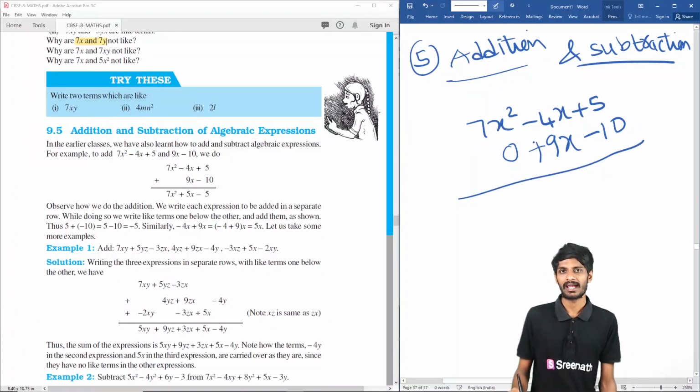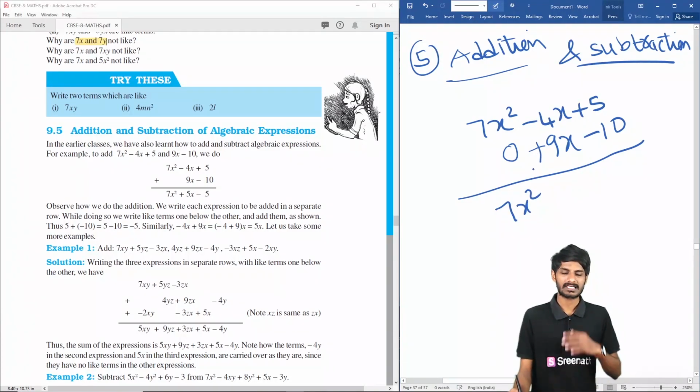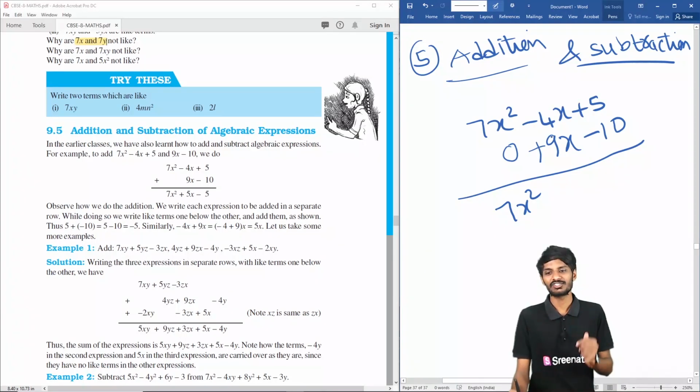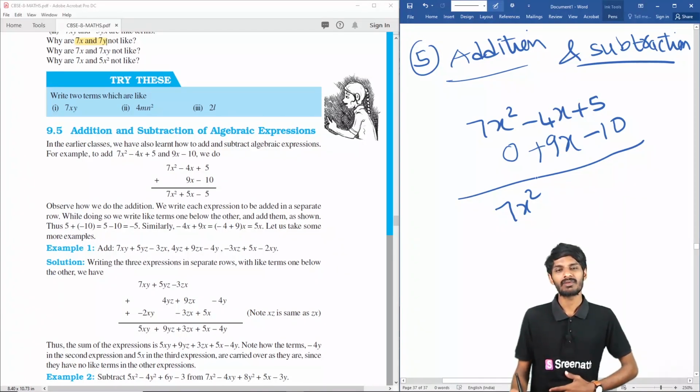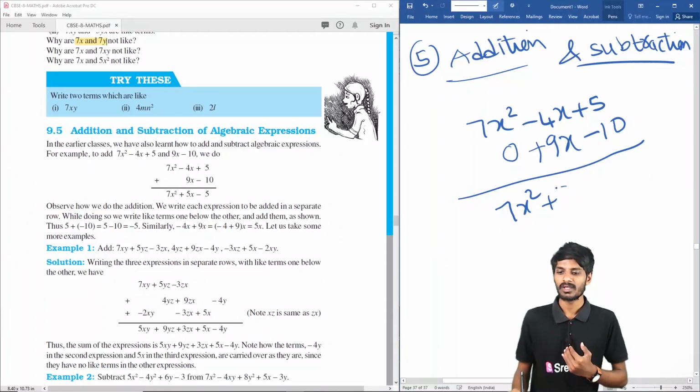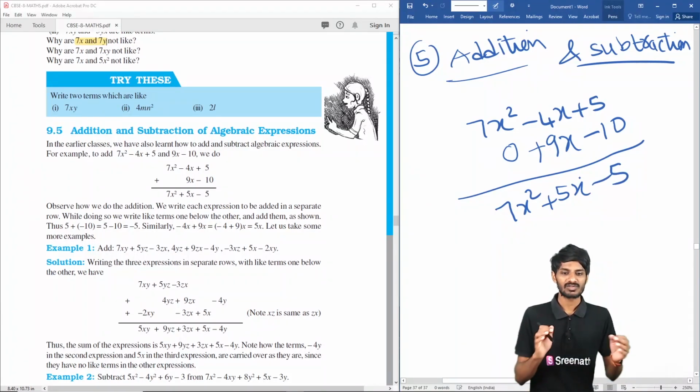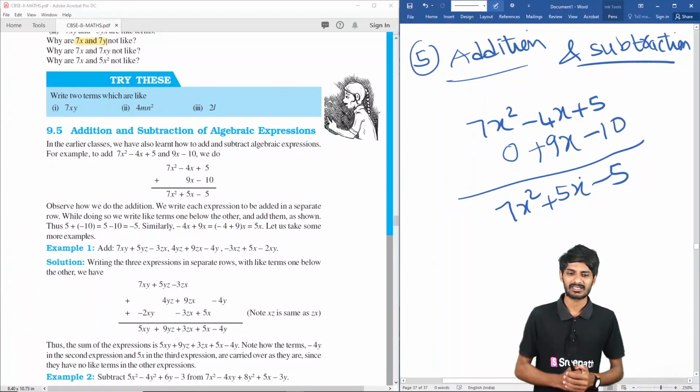Now we have to add them. So 7x square plus 0 is simply 7x square. Then minus 4 plus 9. How do we add two like terms? Simply add the numerical coefficients. So 9 minus 5 is 4. Sorry, 9 minus 4 is 5, so 5x. And minus 10 plus 5 is minus 5. So this is the way of adding expressions, students. So simple, no?